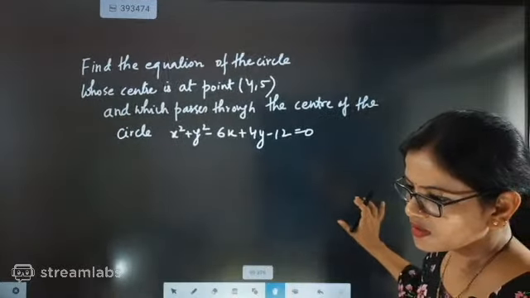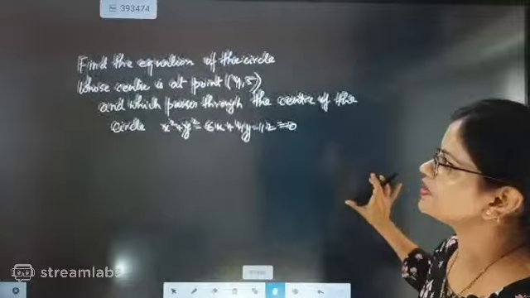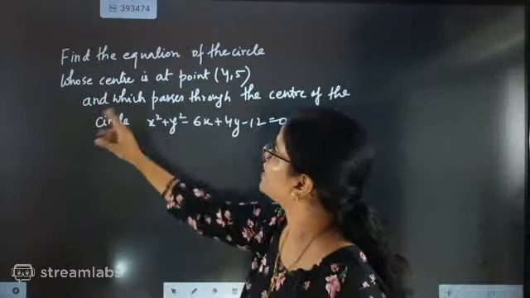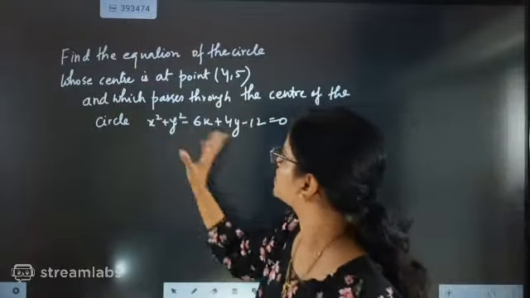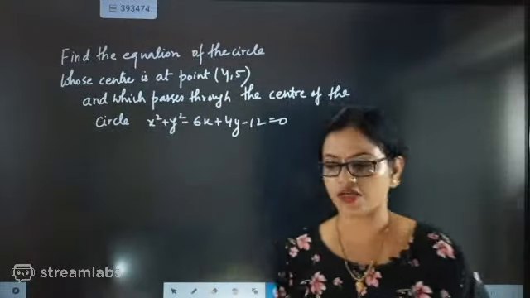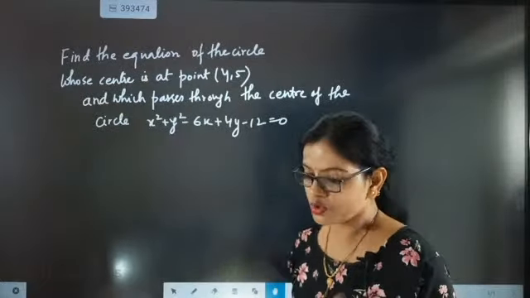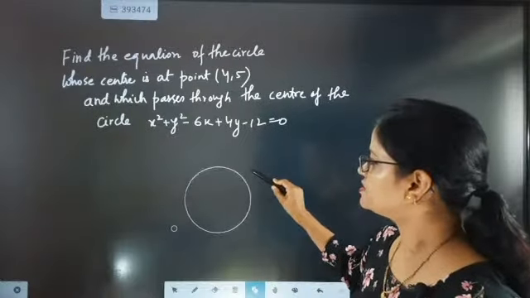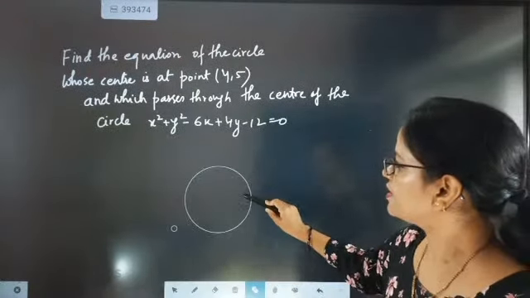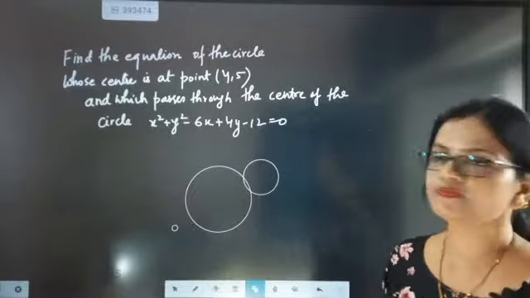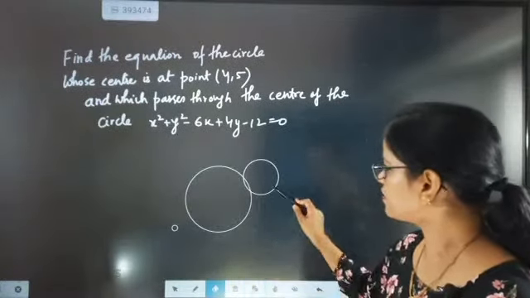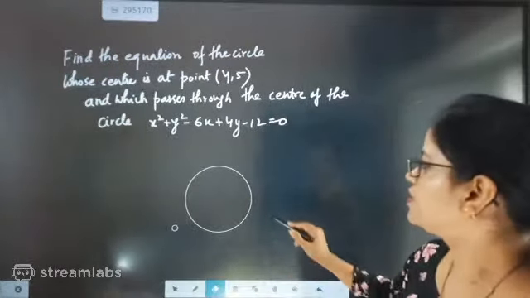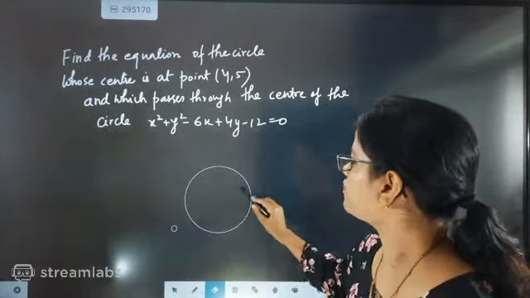Solve it. No, Ashutosh, it's easy for you, I know that. Find the equation of the circle whose center is at point 4, 5 and which passes through the center of the circle. So two circles are there. First, what you have to think about is that two circles are there. One circle is this one, and another circle is this one. But this circle we cannot take, because one circle is passing exactly through the center of another circle.